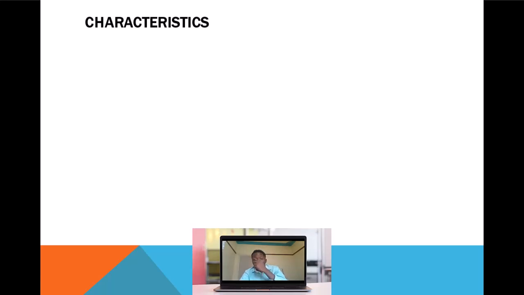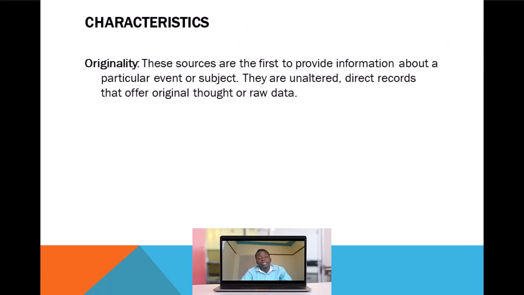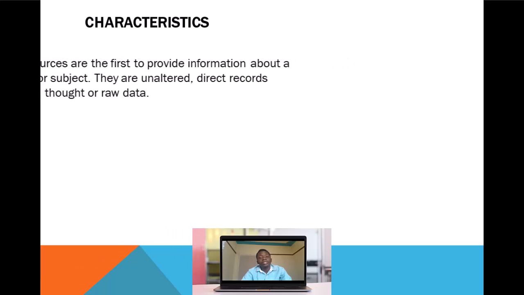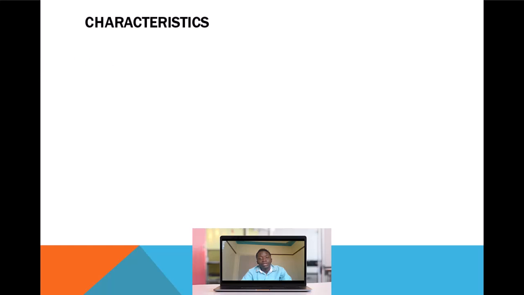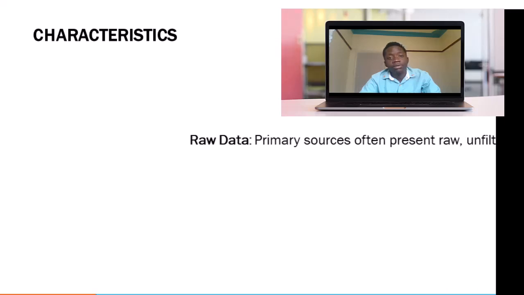So what are the characteristics of primary sources of information? The first thing we have to know is that this information is original. These sources are the first to provide information about a particular event or subject. They are not altered. They give us direct records of the original source or raw data. When you get information from its source, that's a primary source. The information has to be original, not tampered with. That's what we mean by a primary source of information.